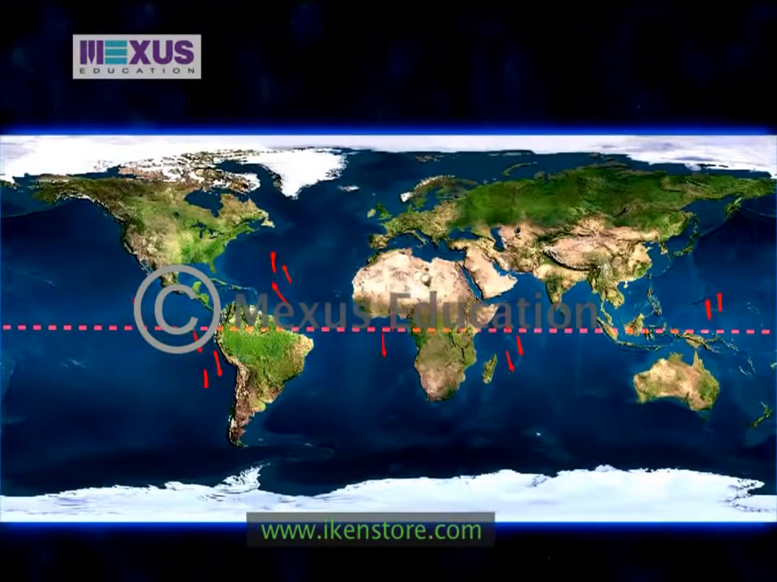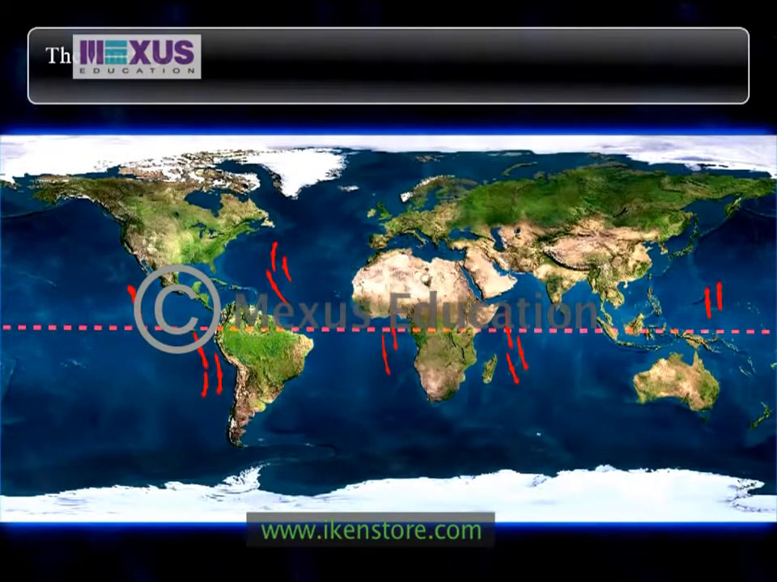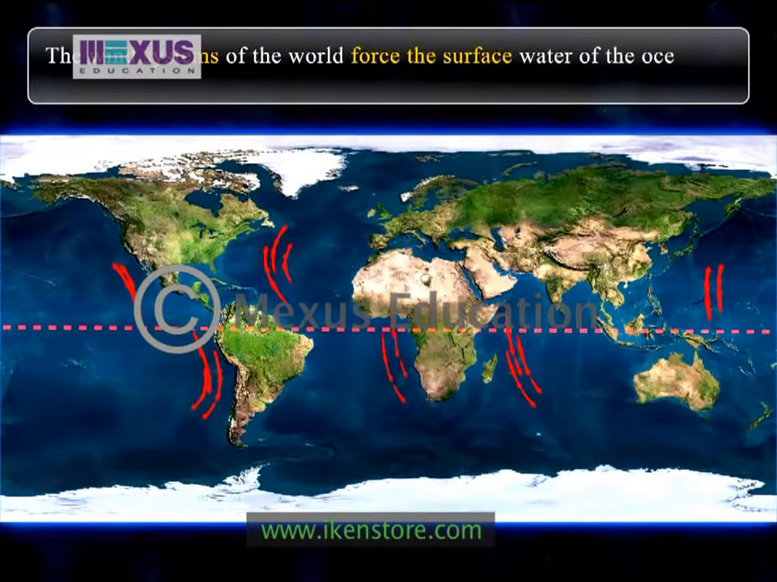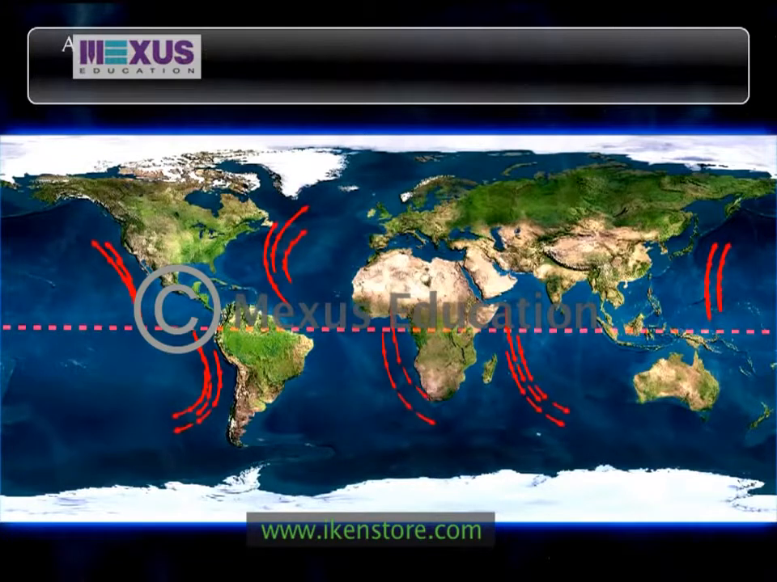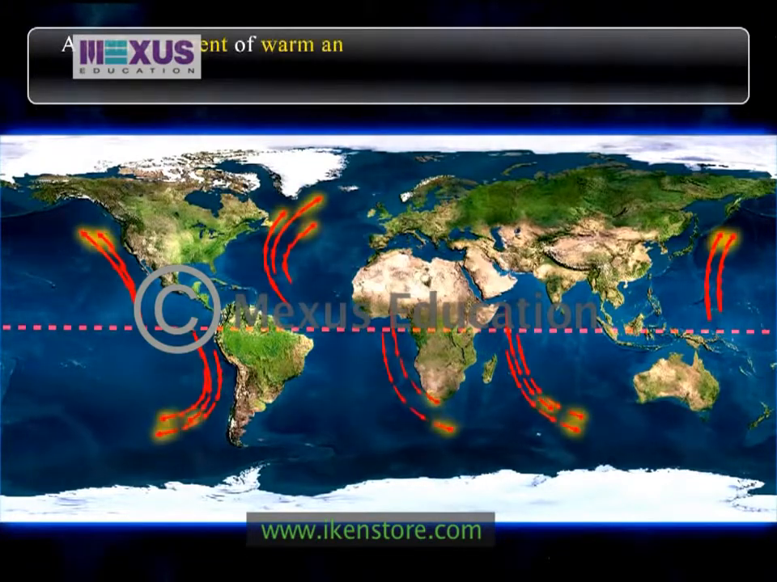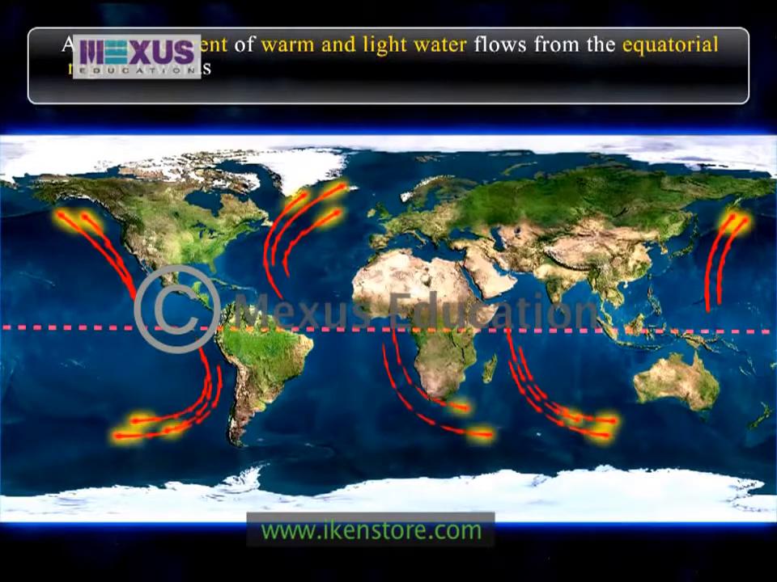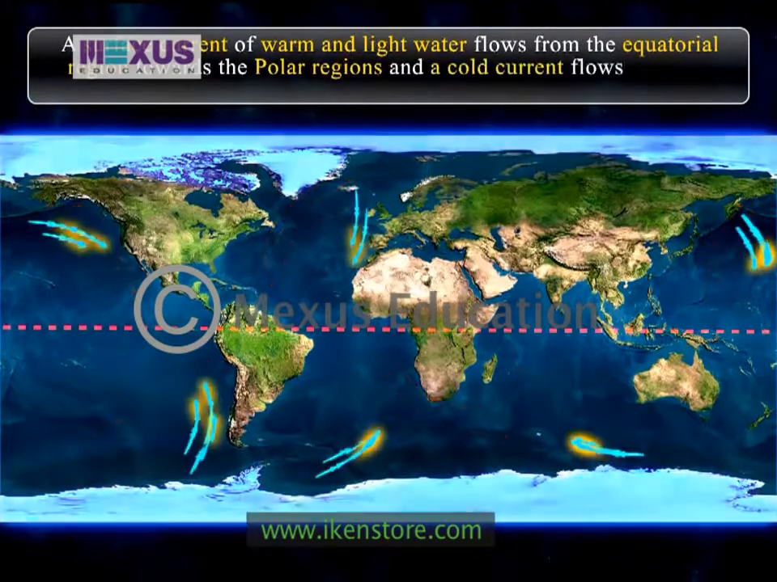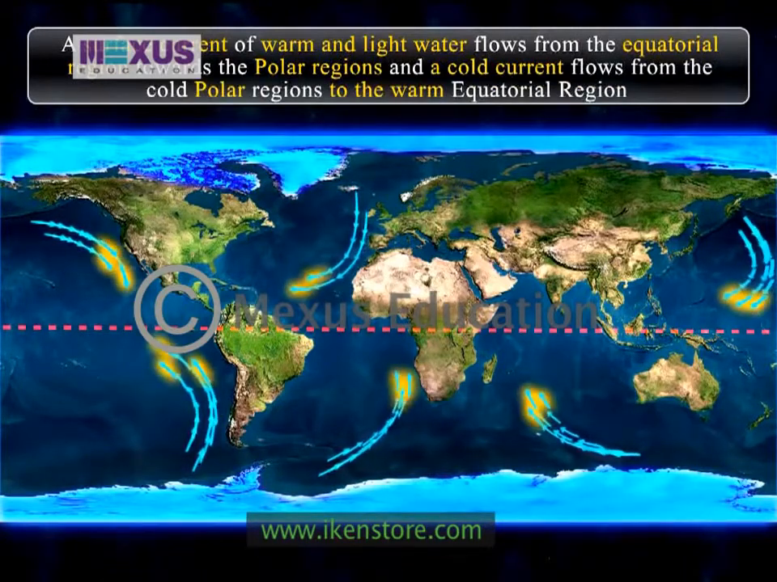Ocean currents are powered by the wind systems of the world. The wind systems force the surface water of the oceans to move in a particular direction. A surface current of warm and light water flows from the equatorial region towards the polar region, and a cold current flows from the cold polar regions to the warm equatorial region.